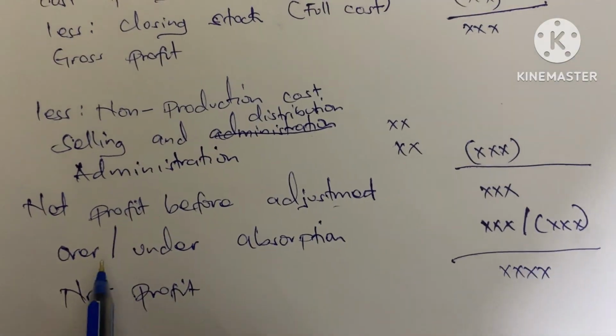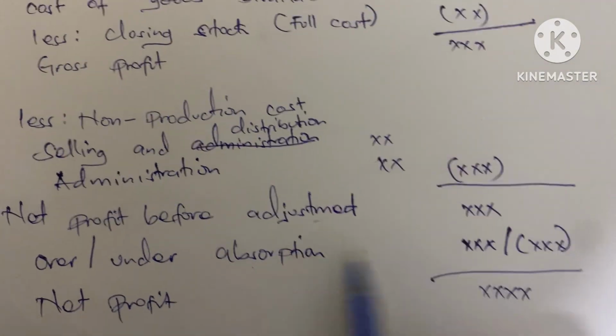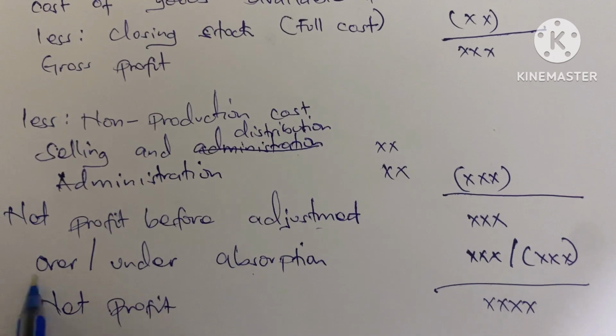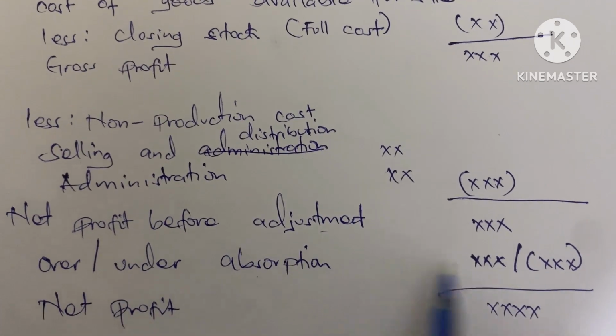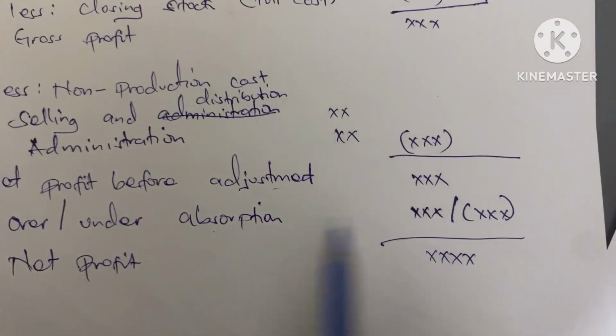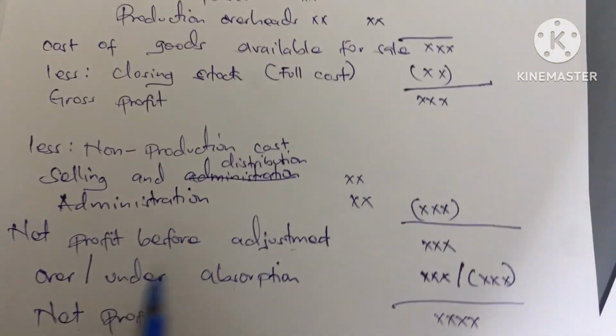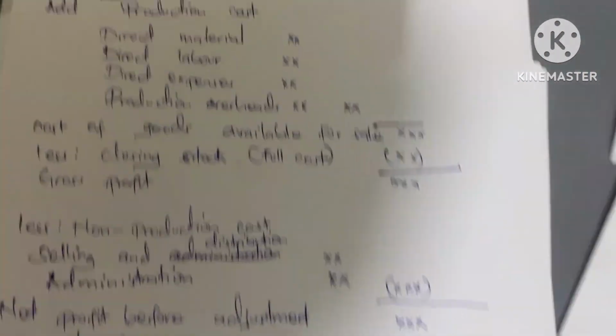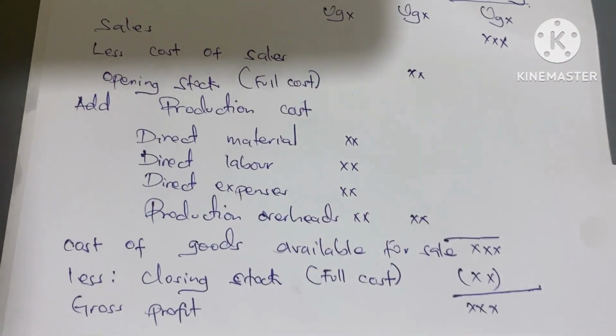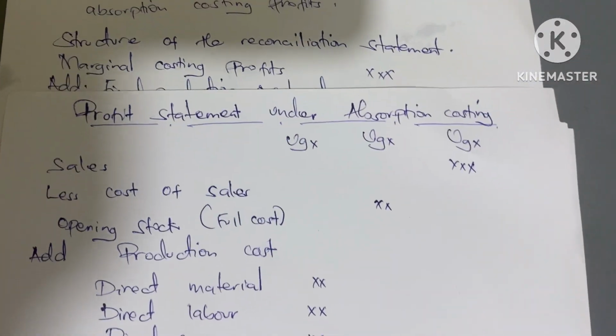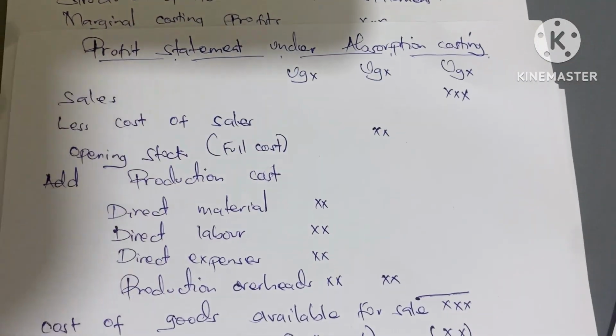In case we have an under or over absorption, if it's an over, we add it. If it's an under, we subtract it. Then we get the net profit. So this is the format of the statement of profit or loss using the absorption costing technique.